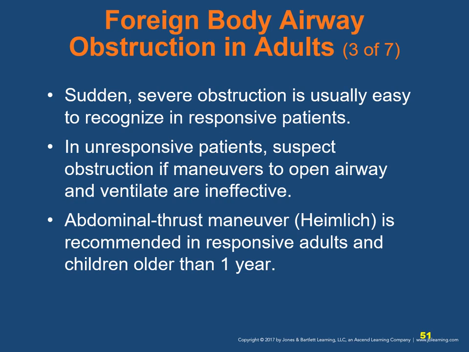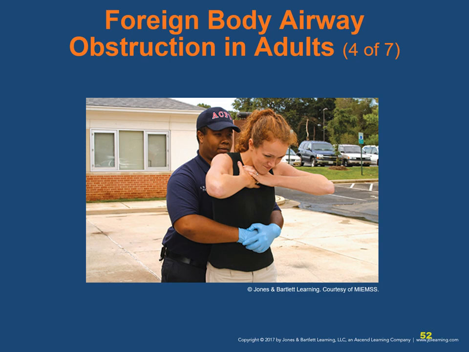Removing a foreign body airway obstruction in adults. The abdominal thrust maneuver, or Heimlich maneuver, is recommended in responsive adults and children older than 1 year. This creates an artificial cough. If the patient with a severe airway obstruction is unresponsive, then perform chest compressions. The figure on this slide displays how to perform an abdominal thrust maneuver in responsive adults.